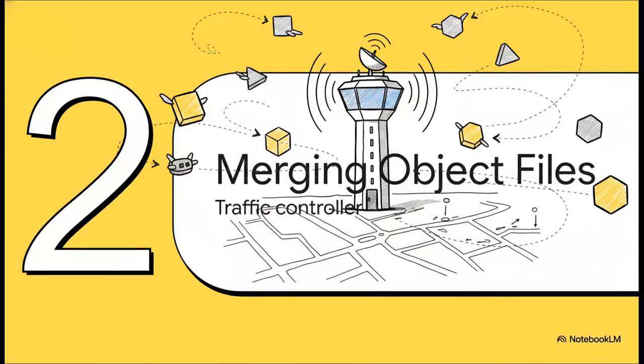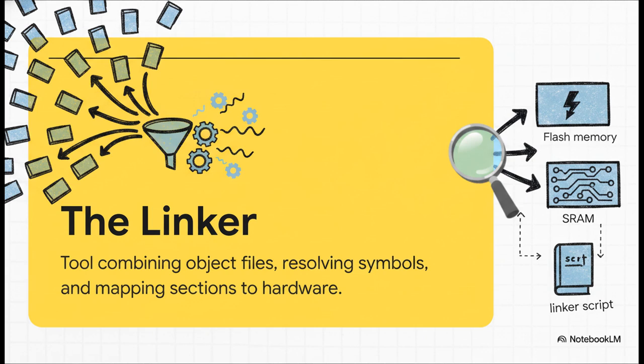Okay, moving on to section 2, merging the object files. Think of this as the traffic controller of embedded systems. So remember how your compiler spits out dozens, maybe even hundreds of object files? Well, they all show up at the linking stage totally blind to each other. The linker is the tool that has to merge all these inputs into a single executable. But it can't just guess. It needs a definitive rulebook to route all this incoming traffic, and that rulebook is your linker script.